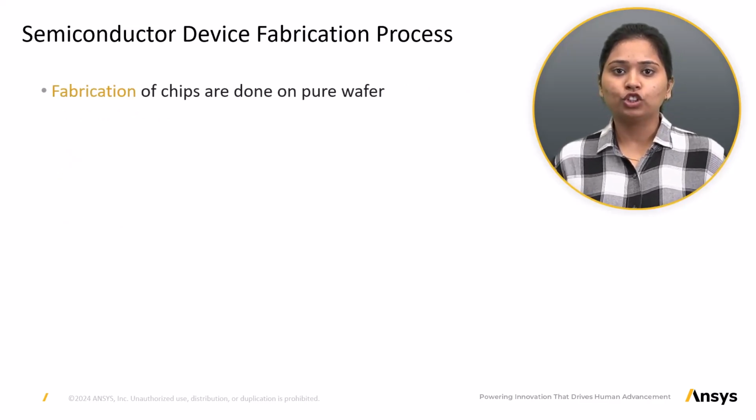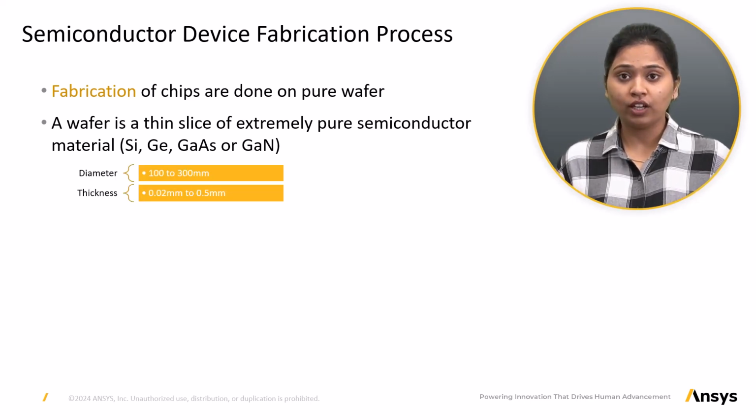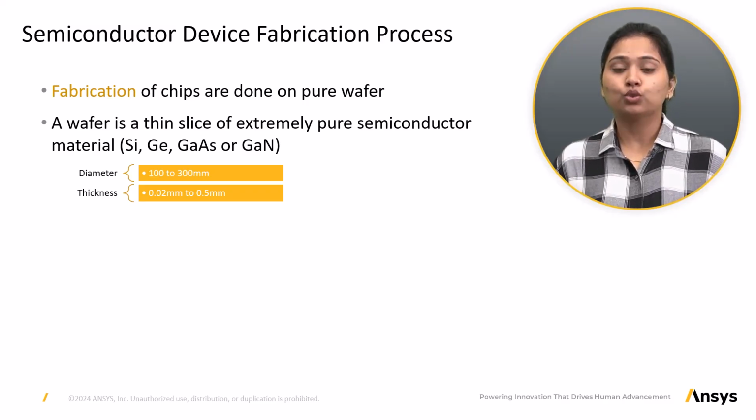The raw material for chip manufacturing is a wafer of the semiconductor material. Depending on the chip, this could be made of silicon, germanium, gallium arsenide, or gallium nitride. The wafer is a very thin round slice with a diameter ranging from 100 to 300 mm and thickness varying from 0.5 mm to 0.02 mm based on the applications. The surface of the wafer is polished on one or both sides depending upon the requirement to remove any surface irregularities.